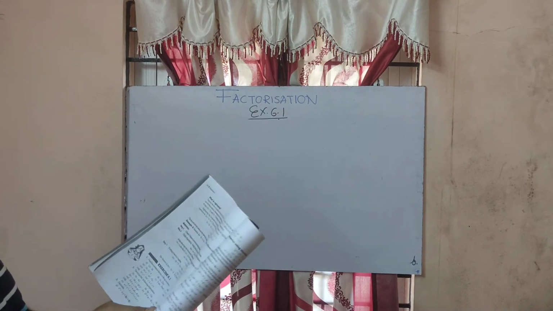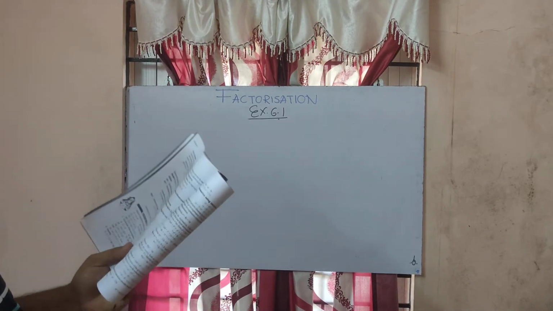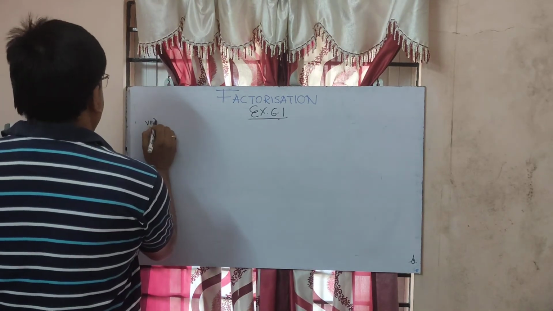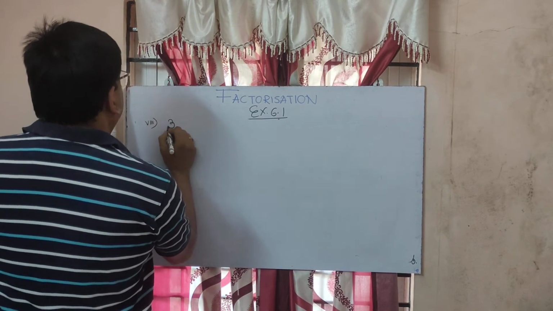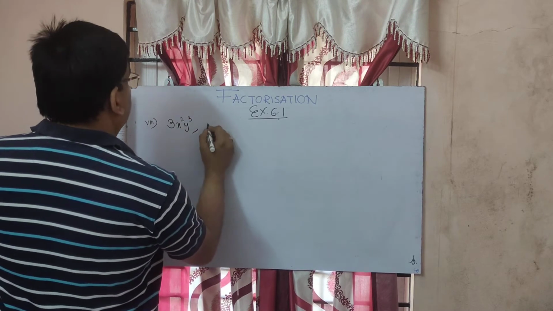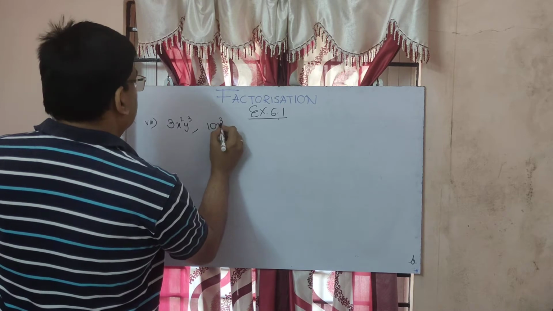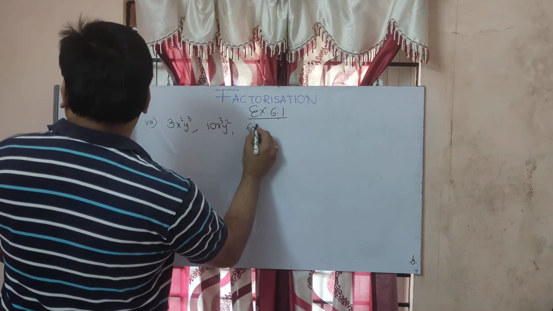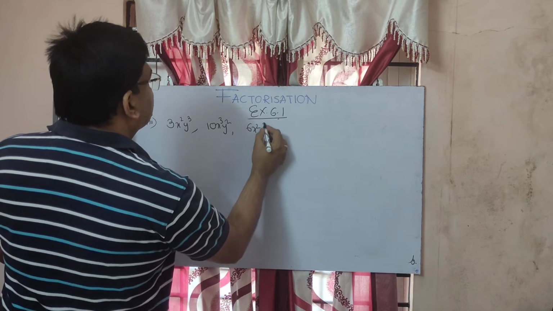Now I will do the 8th one. The rest you can try yourself. I will do the 8th one now: 3x square y cube, 10x cube y square, 6x square y square z.